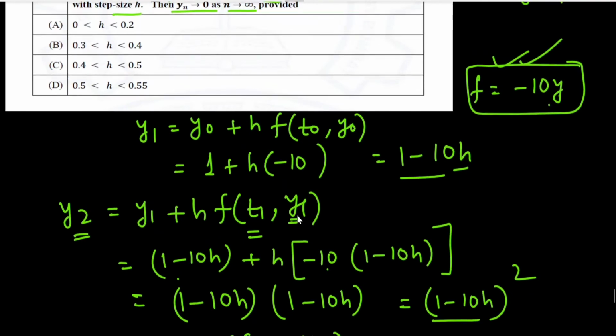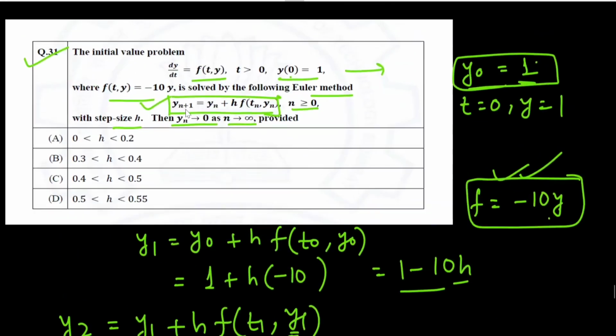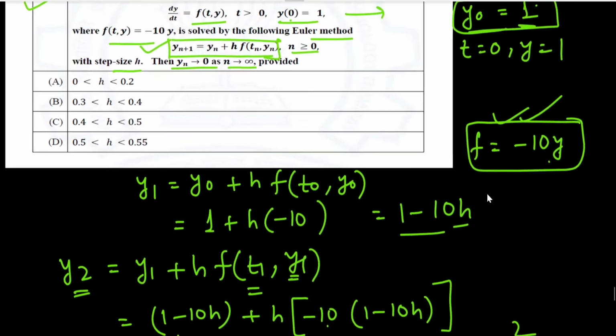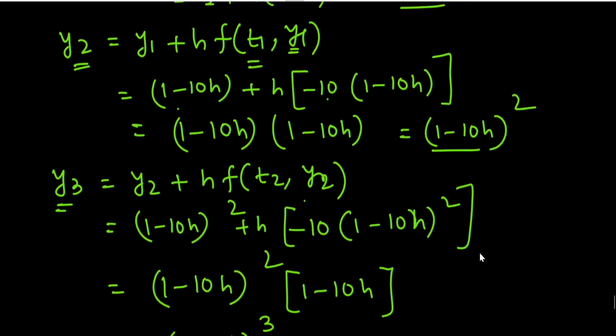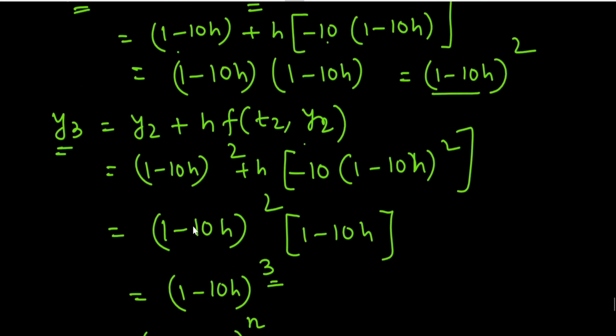Therefore, if the calculation continues so on, then we find for n equal to 0, y1 means 1 minus 10h, y2 means 1 minus 10h whole square, y3 means this. So the general iteration is y_n equal to 1 minus 10h to the power n or n minus 1. I think it should be n.